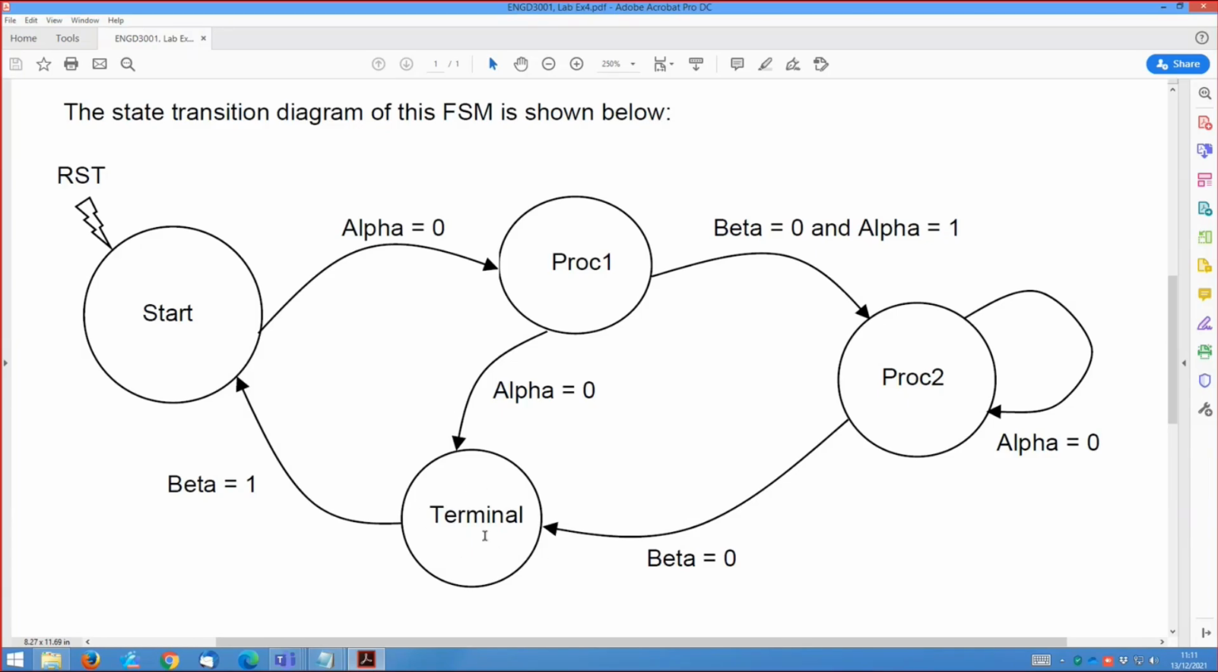If we are in the terminal state, the only way to move from it would be when beta equals 1. For any other possible input combinations, we'll basically just stay there until beta becomes 1, at which point we'll be going back to the start state. So the operation of the FSM, as described in the bubble diagram, is fairly straightforward. We have 4 states here and a number of transitions as shown on the diagram.